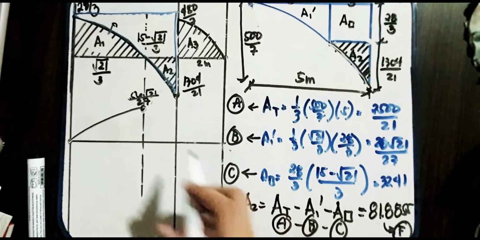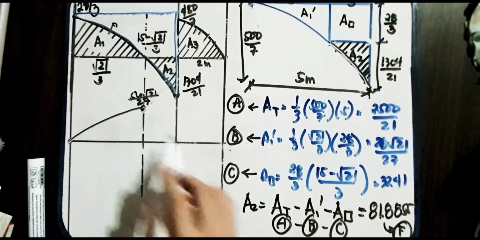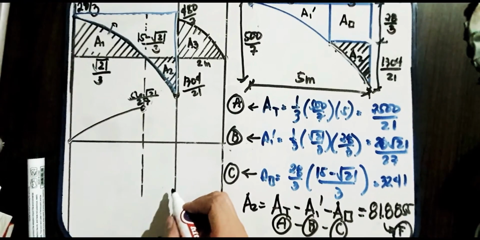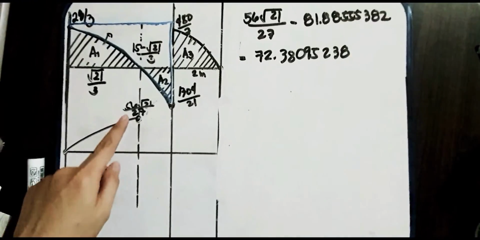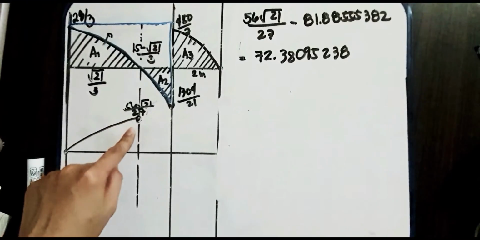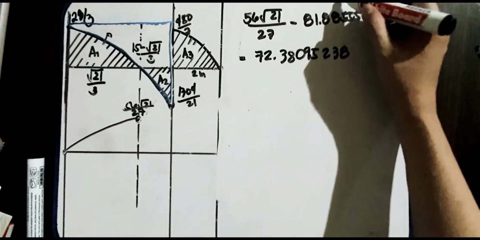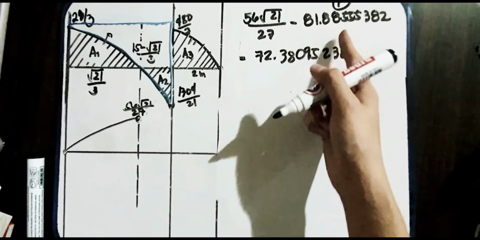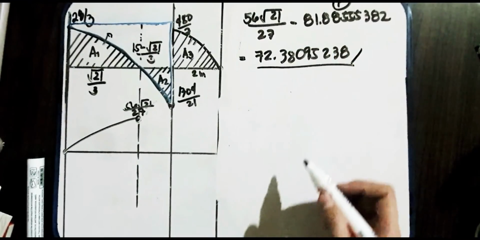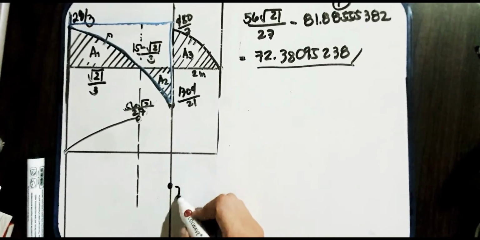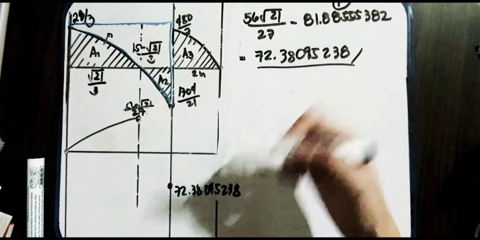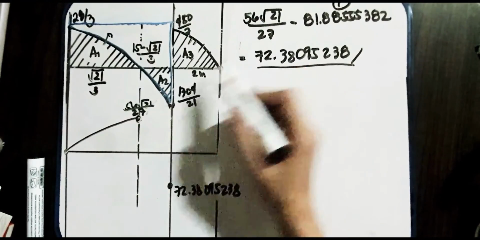So, paano natin ipa-plot yan? 56 square root of 21 all over 27. I-minus natin kay F. So, we have, okay, 72.38095238. So, ilista lang natin. Sulat natin. So, ito yung 56 square root of 21 all over 27. I-minus natin yung nakuha natin at in-store natin kay F kanina, which is 81.8855382. I-minus natin yung dalawang yan. So, we have 72.38095238. Yung nakuha sa F, wag direct na ilalagay dito kasi hindi yung 0 yan. Dapat i-minus nyo pa yan dito.